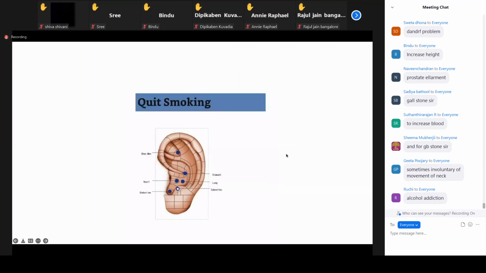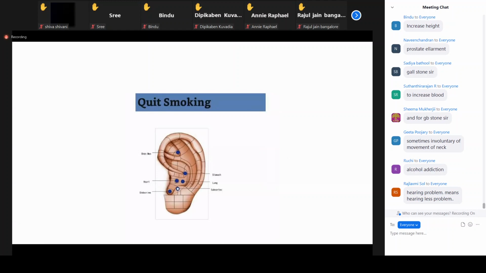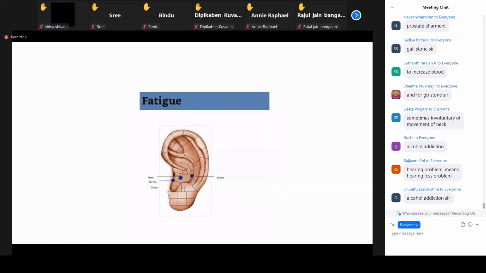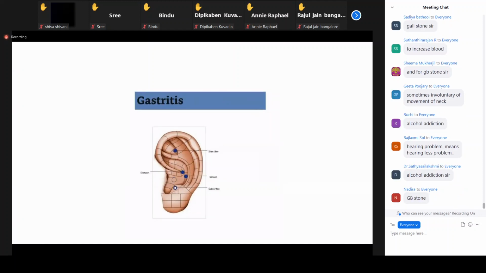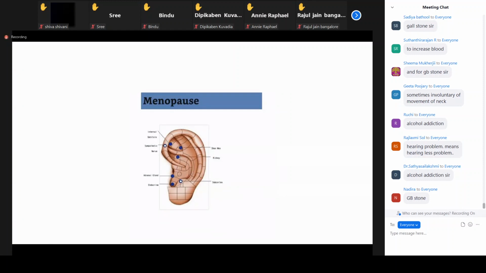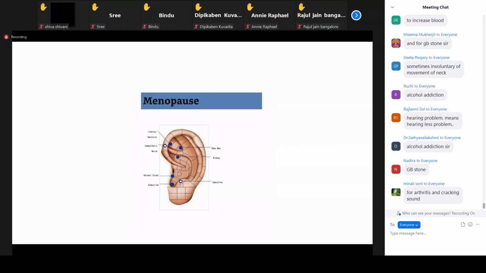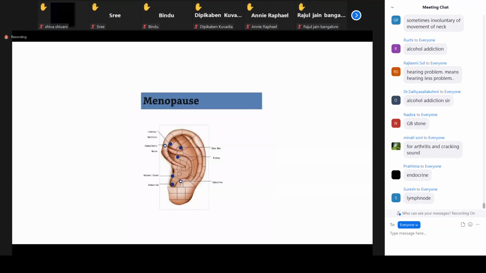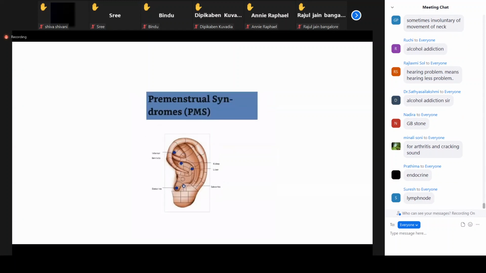This is to quit smoking and insomnia. This is for anxiety, fatigue, gastritis. See this, to reduce all excess, we are using Shenmen. For menopause, we are using kidney, uterus point, and Shenmen, endocrine. Clear?